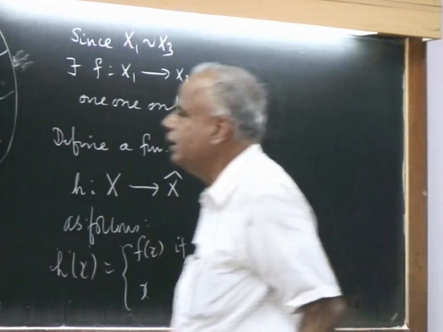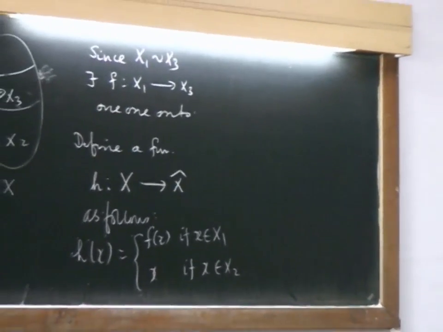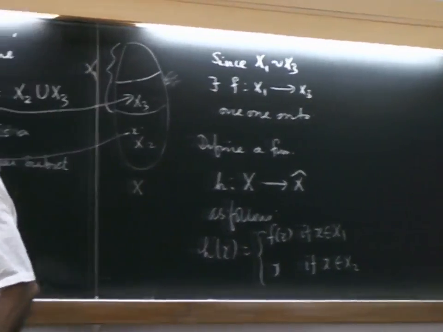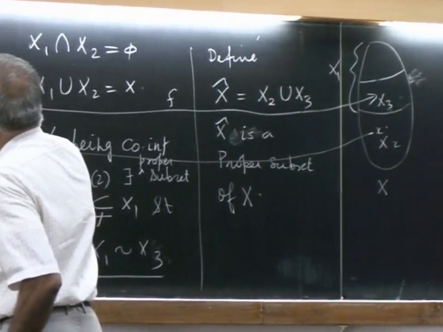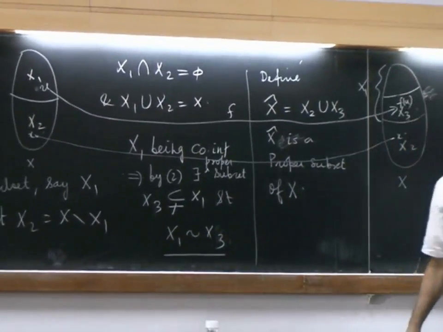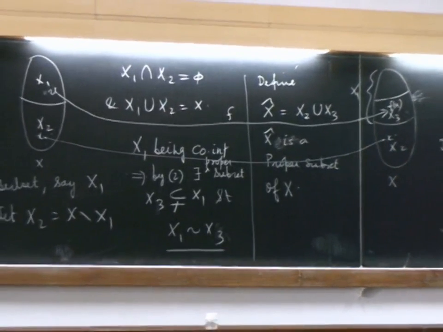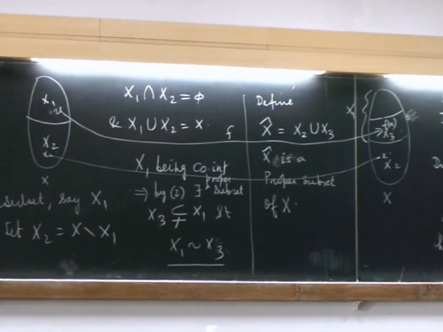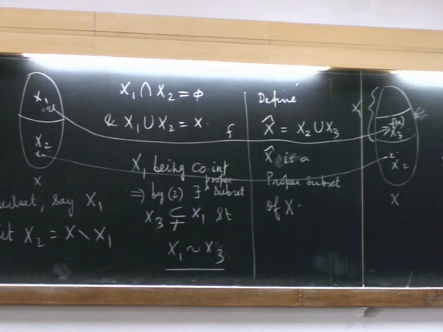So what we are doing is, any element here goes to the same element, and if some u is here, it goes to f of u. That's all. Now obviously this is 1-1 and onto. The whole space is filled, the x2 part is filled, the x3 part has already been filled, so it's onto. Since f is 1-1, different fellows go to different things. Here it's identity, obviously different fellows go to different things.